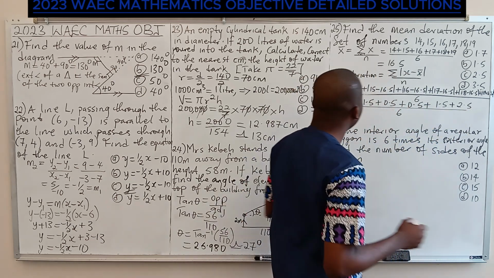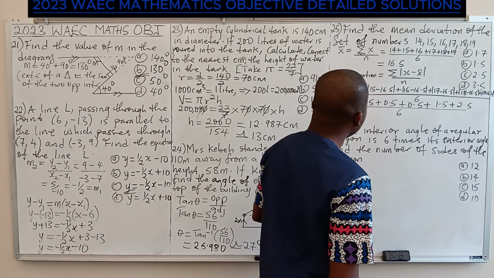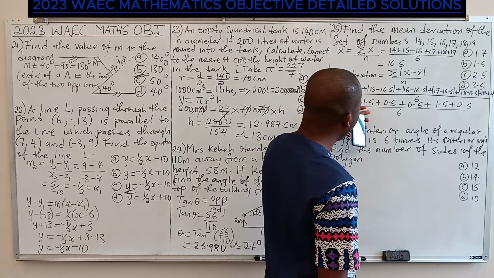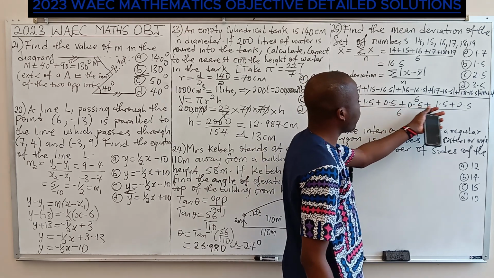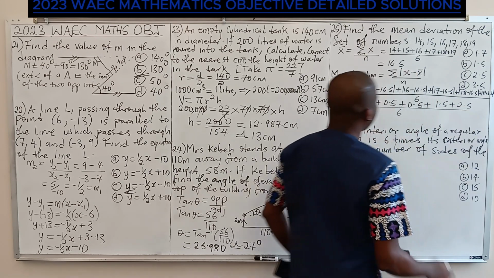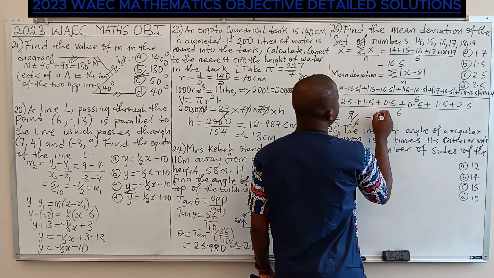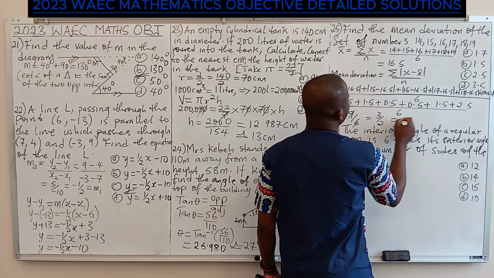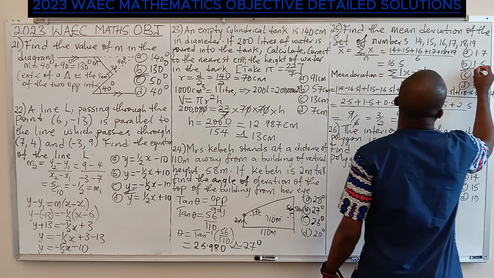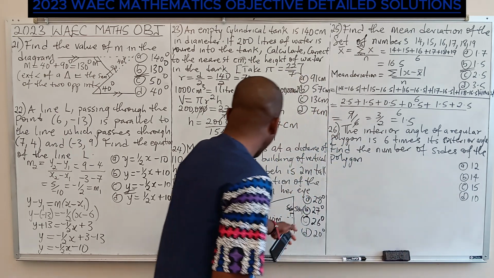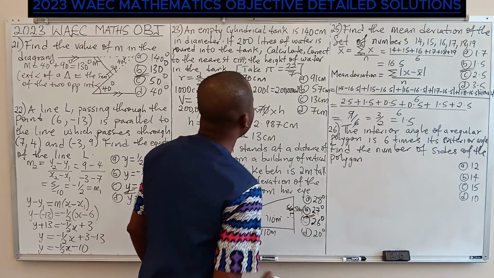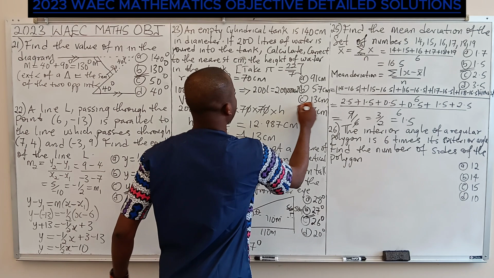If we sum this, 2.5 plus 1.5 is 4, plus 1 is 5, plus 4 is 9. This is 9 over 6. And if we divide, this is 3 over 2, which is 1.5. So the correct option is B. The correct option here is B again. The correct option here is C.